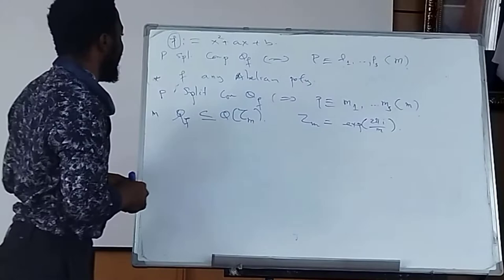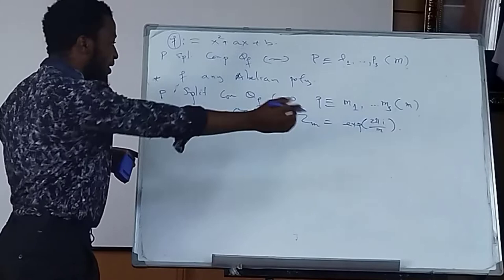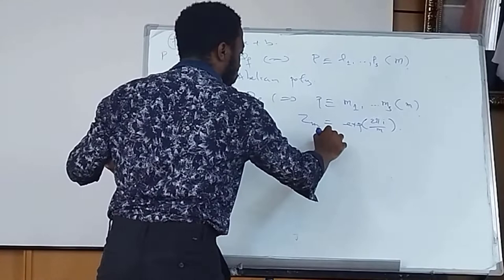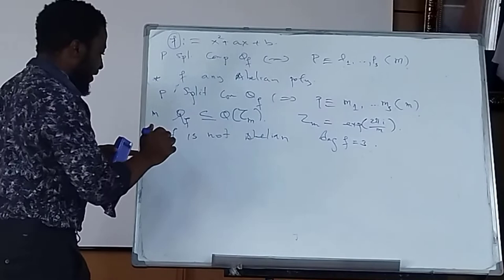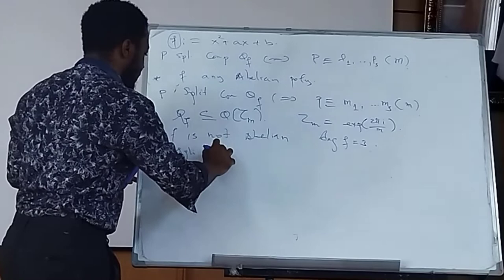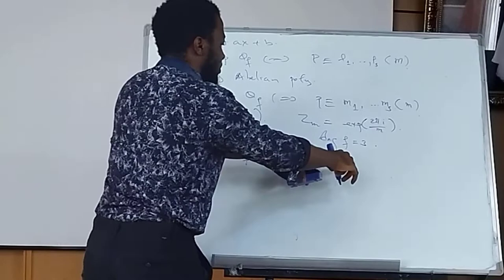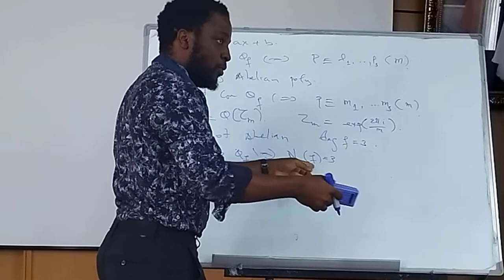Now the question is, what happens if f is not abelian? That is a very important case. We are going to investigate just the case where the degree of f equals 3. In this case, it is important to recall that P splits completely over Q_f if and only if N_P(f) equals 3, that is, is maximal, equal to the degree of f. N_P(f) means the number of solutions of f modulo P.